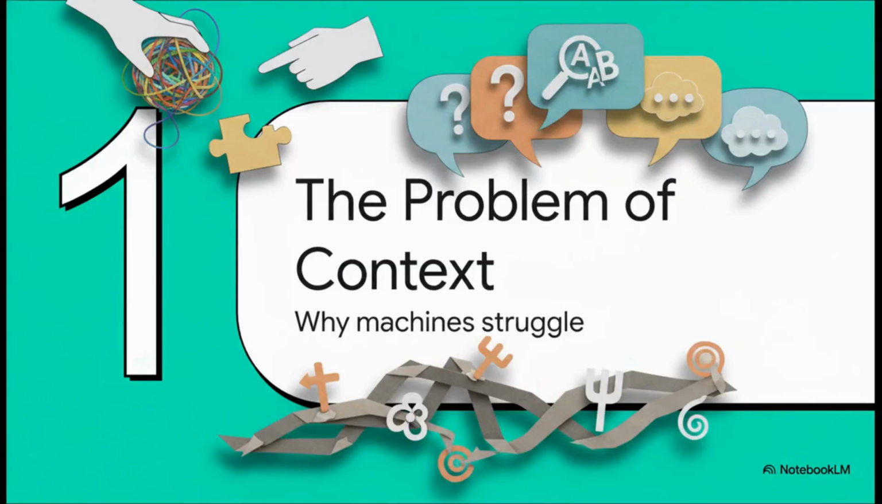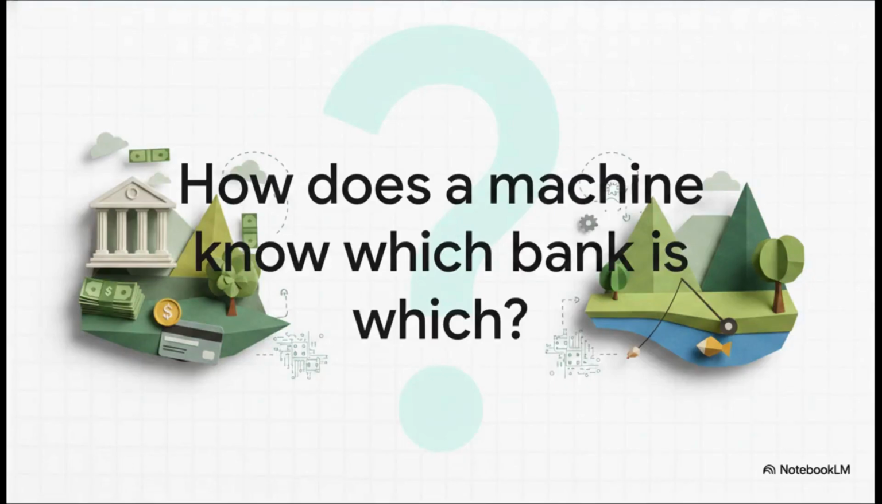Section 1, the problem of context. Human language is incredibly messy, inherently ambiguous, and heavily reliant on what surrounds a word. So let's start with a relatable little puzzle. Think about the word bank. To a human, it's instantly obvious what this word means depending on the sentence it lives in. But to a machine, well, B-A-N-K is just a string of characters.